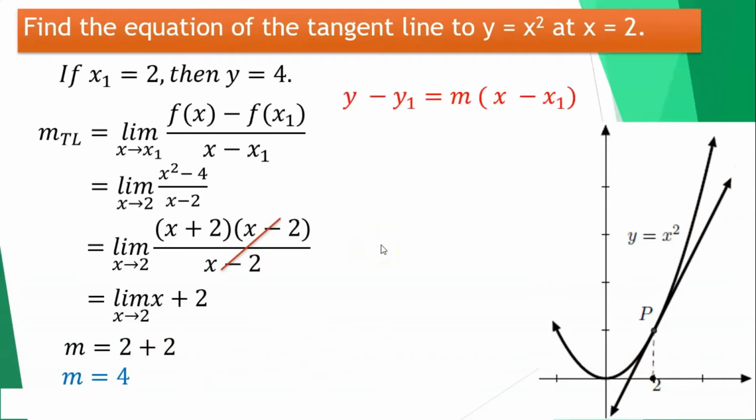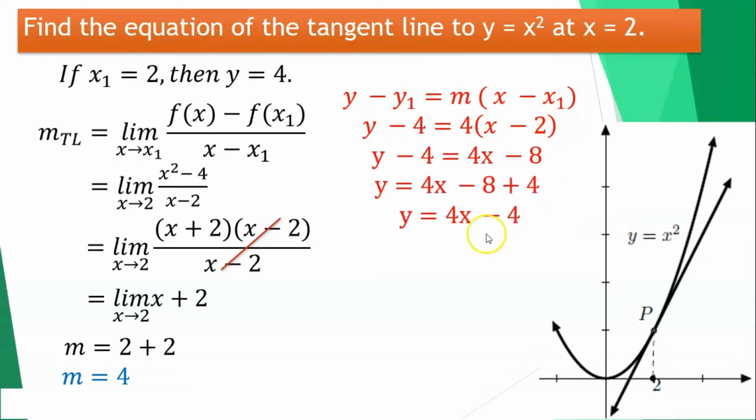And to get its equation, substituting here, our y is 4, our slope is also 4, and our x is 2. So simplifying further, we will end up with y equals 4x minus 4.